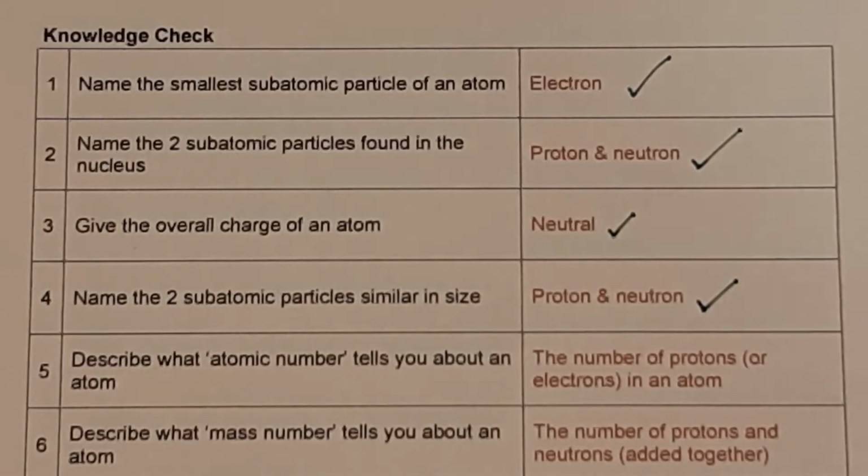Question 5. Describe what atomic number tells you about an atom. Now don't worry if you didn't know this one, because this is something we'll be doing this lesson. We have briefly done it in Key Stage 3. So what it is, it's the number of protons or also the number of electrons in an atom. So if you said it's the number of protons in an atom or the number of electrons in an atom, you can have the mark.